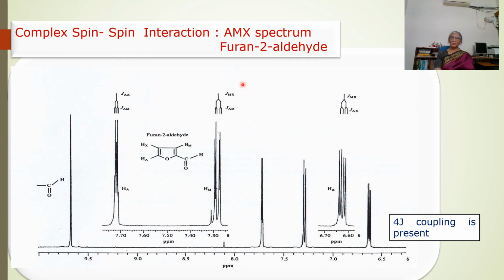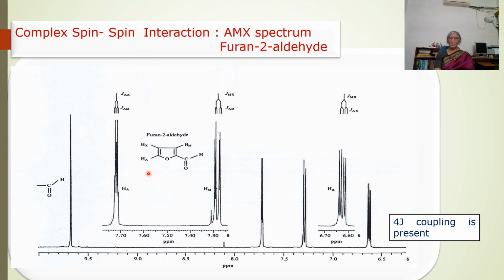This is the NMR spectrum of furan-2-aldehyde, and this is an example of an AMX spectrum. An AMX spectrum is seen in unsaturated or aromatic compounds. In furan-2-aldehyde there are 4 signals. One signal is because of the aldehydic proton, which is a highly deshielded proton, and the signal is seen downfield at 9.7 ppm. It is deshielded because of the anisotropic effect of the carbonyl group. The other 3 protons are designated as A, M and X protons.